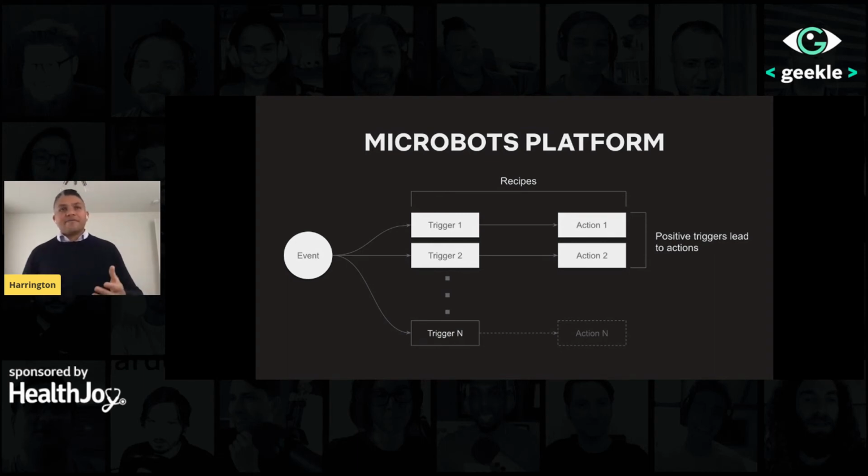So if we look at this graph, the event comes in, it activates all these recipes from trigger 1, 2, and trigger N. Triggers 1 and 2, which are highlighted in this graph, are the ones whose evaluation results as positive. Trigger N did not. So the action that is associated with trigger N will not be executed, while action 1 and action 2 that are associated with the positive triggers are going to be executed.